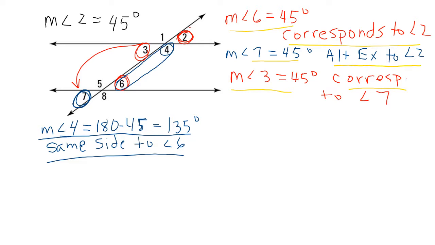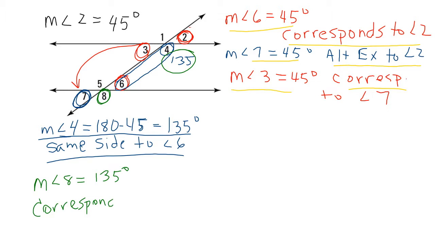So I know that angle 4 is 135. Well, I'm going to go back to some of the other theorems I just applied. Since I know this one's 135, I can apply the corresponding angles postulate again to get the measure of angle 8. And measure of angle 8 is going to equal 135. Why? Because it corresponds to angle 4. We just found angle 4.